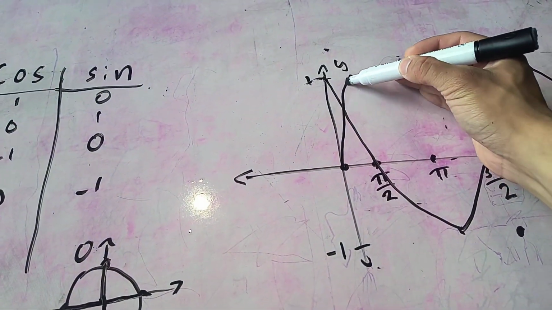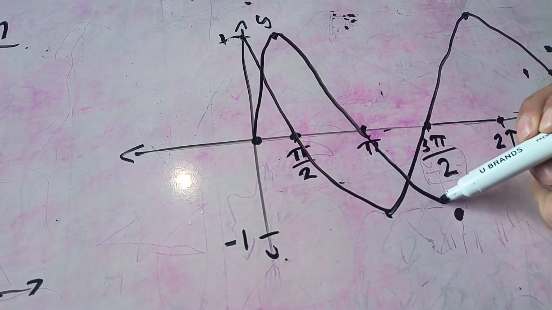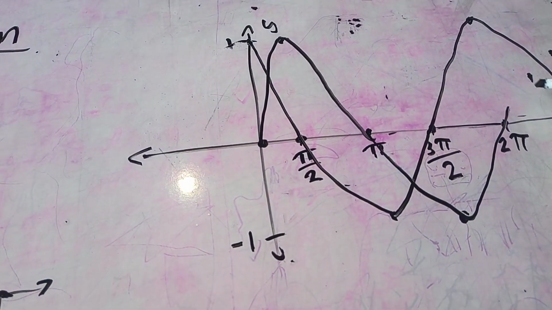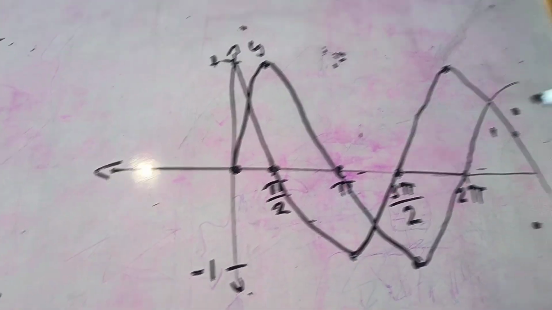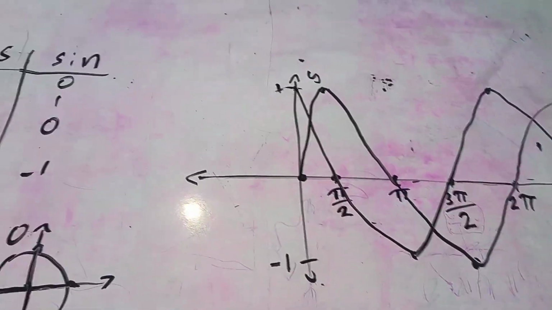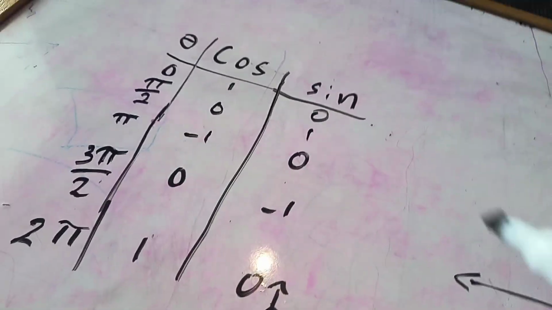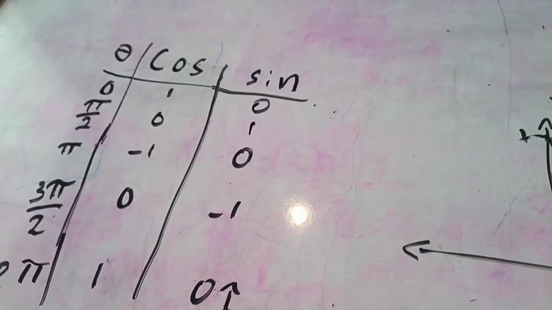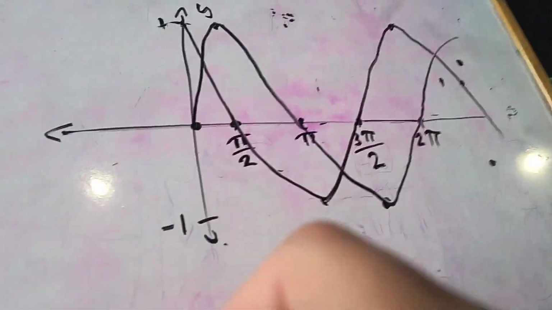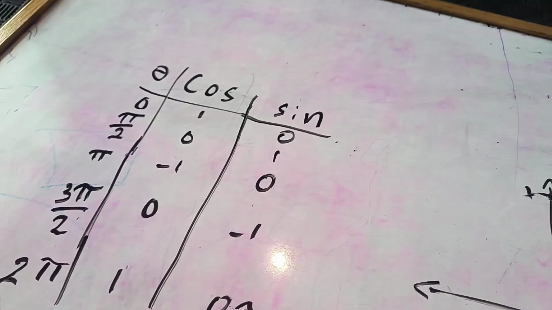And they would intersect at this point, and at that point, and keep going. But yeah, sine and cosine are like switching values, going opposite to each other. Anyways, that's the cosine graph.